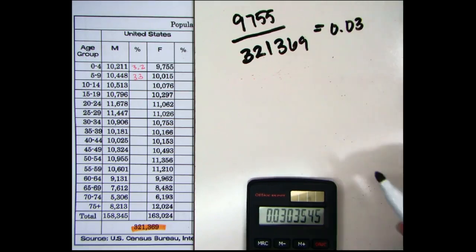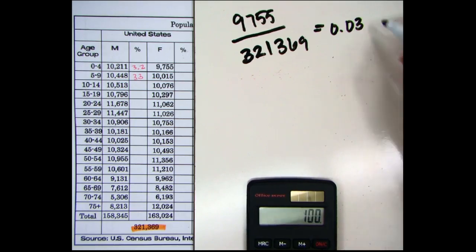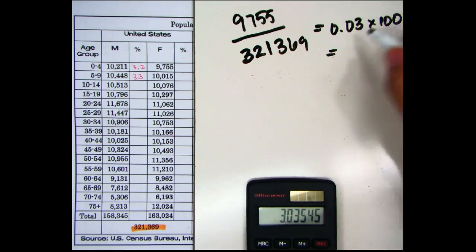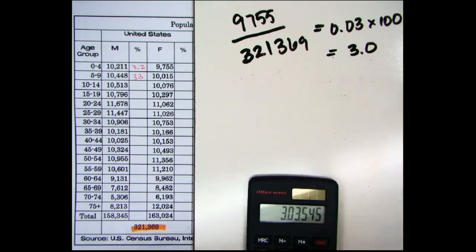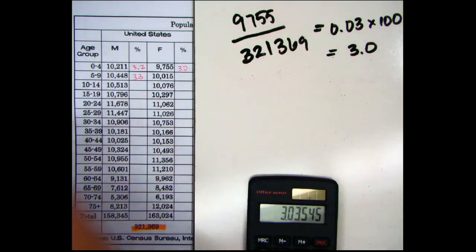0.03. There's 0 after, so I'm just going to leave it. And again, multiply by 100 to move that decimal over, and that's going to give me 3.0. So I see a 3 over here, but that's too small to make that 0 into a 1. So we're going to ignore it. And we're just going to go ahead and write our 3.0% over here.